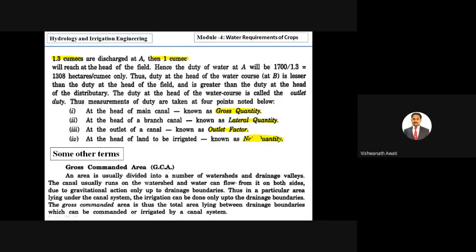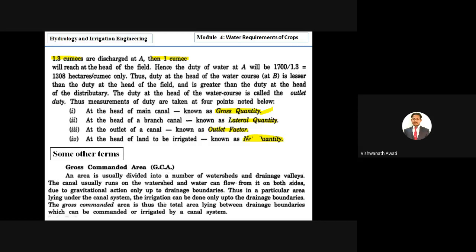For example, in the previous diagram for the field, right? So 1 cumec of water is required. That is a net quantity. Before that, outlet factor, then lateral quantity, then gross quantity. The gross quantities will be released from the main canal.